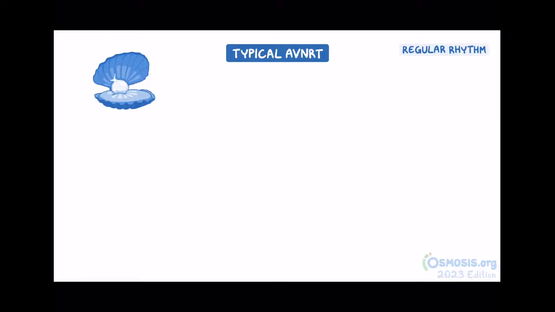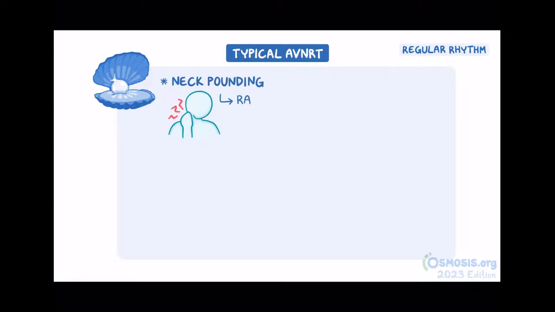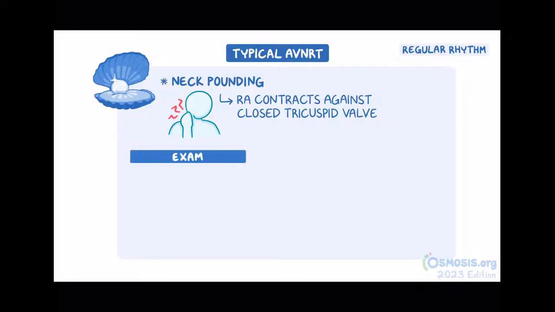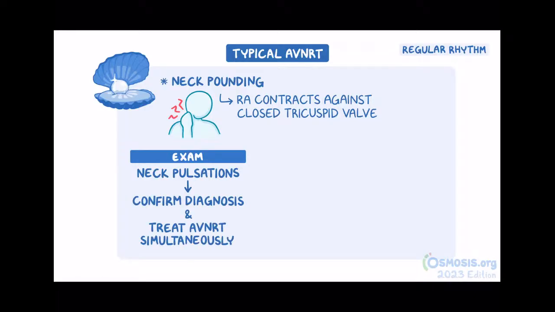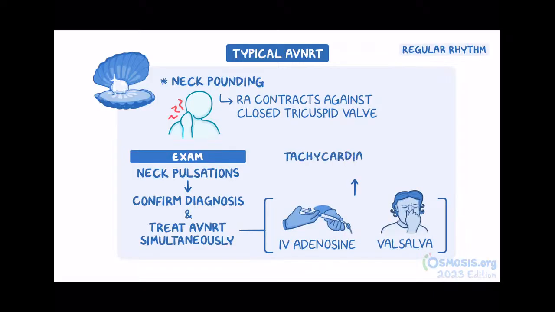Now, here's a clinical pearl to keep in mind. An individual presenting with typical AVNRT typically reports neck pounding, a symptom that occurs as the right atrium contracts against a closed tricuspid valve. On exam, you might see neck pulsations that can guide you toward the correct diagnosis. Once you suspect it, you can confirm the diagnosis and treat AVNRT simultaneously. Give IV adenosine or have the patient perform a vagal maneuver, such as the Valsalva. If the tachycardia abruptly terminates, this is highly suggestive of AVNRT.